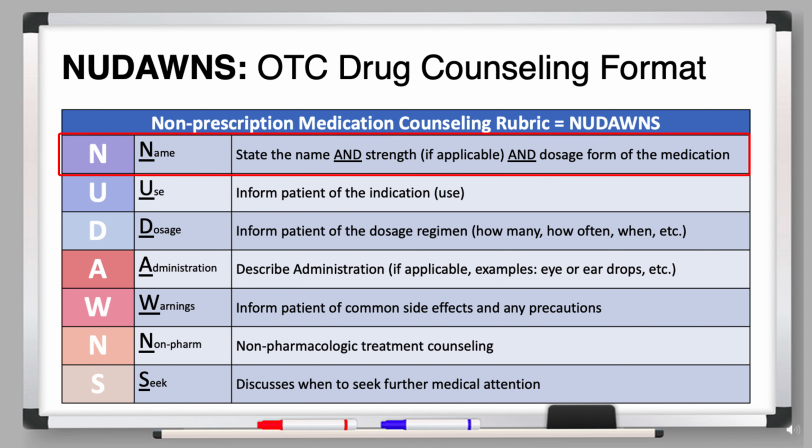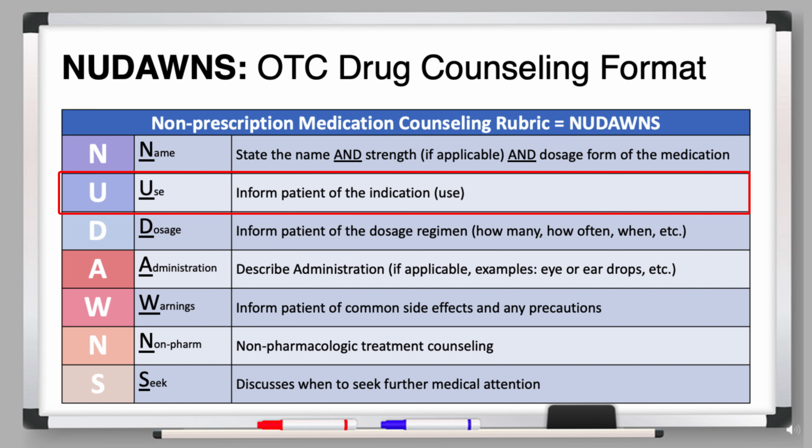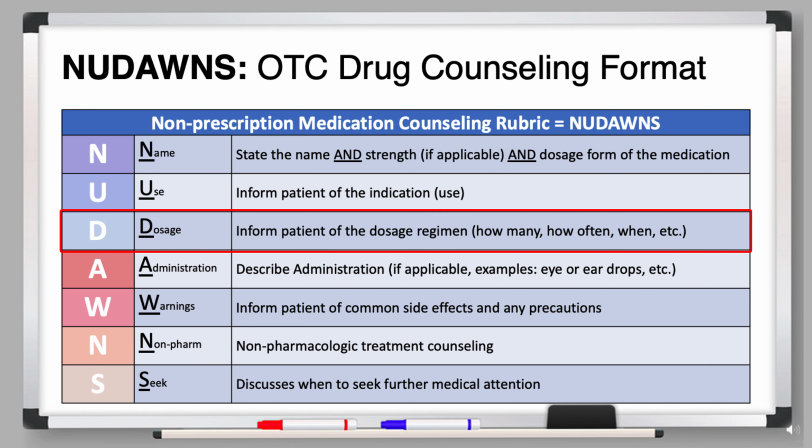But by name, we mean both the name of the medication, its strength, as well as the dosage form. So all of that is included in describing the name of the product you are recommending. The second letter U stands for use. So in this case, you're going to be re-emphasizing what this medication is to be used for, or why the patient should use this medication. The third letter is D, and that stands for dosage.